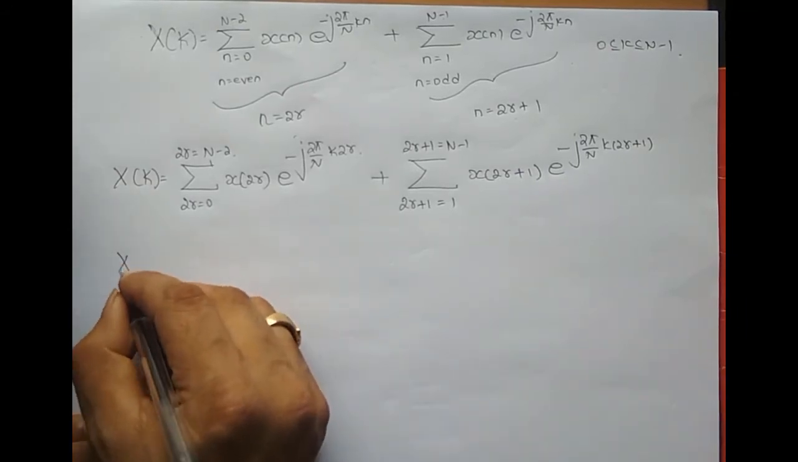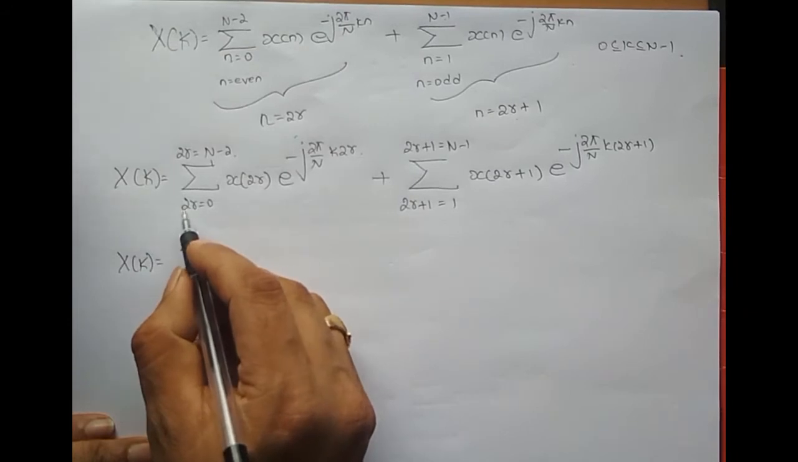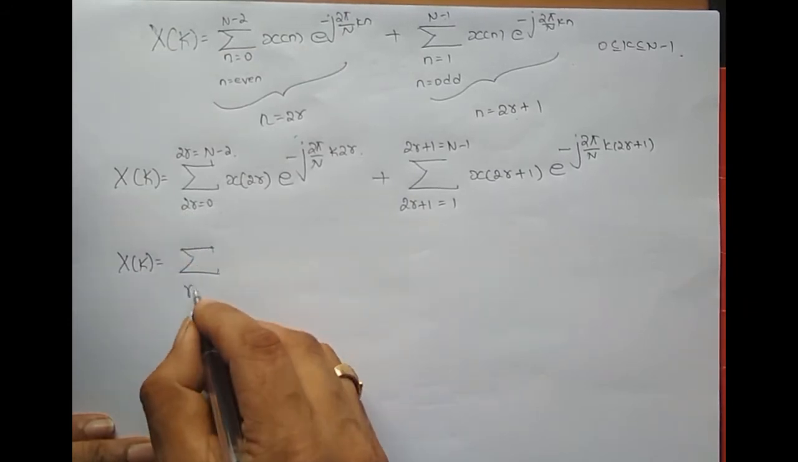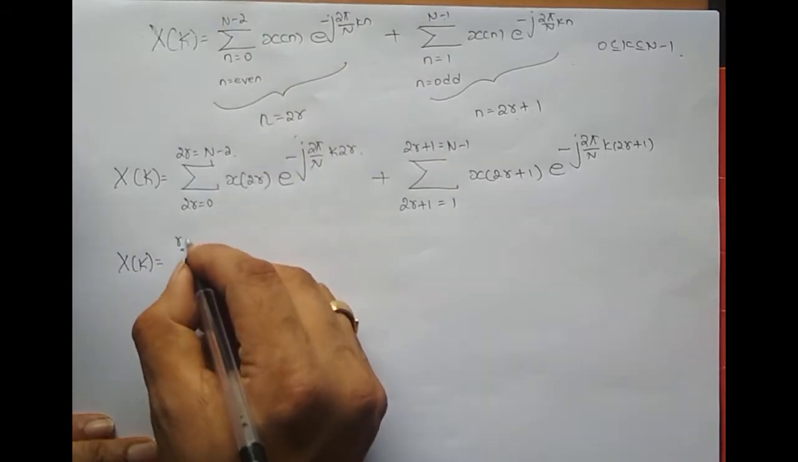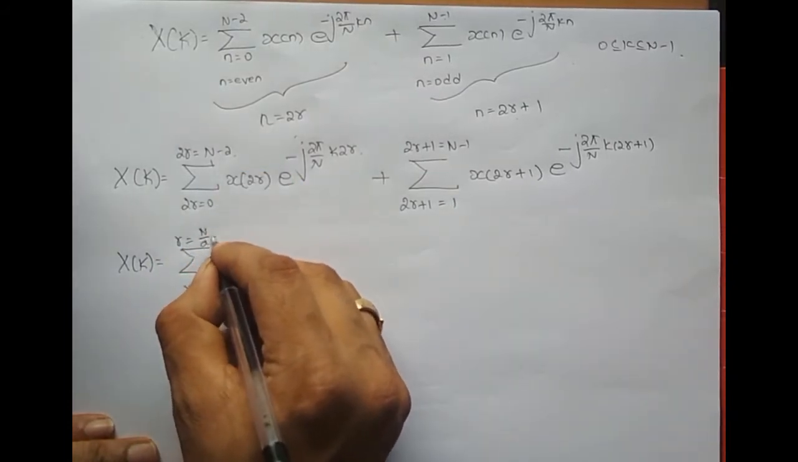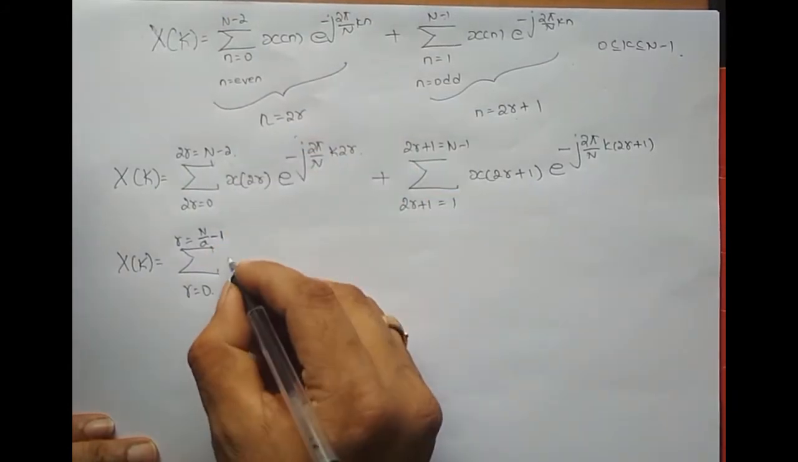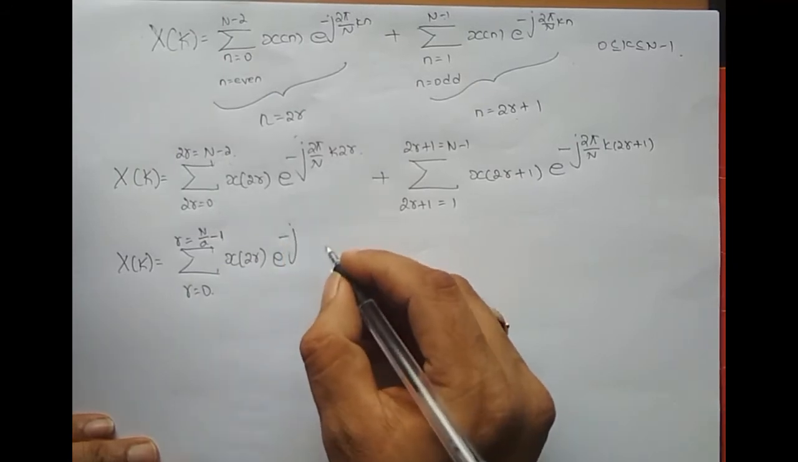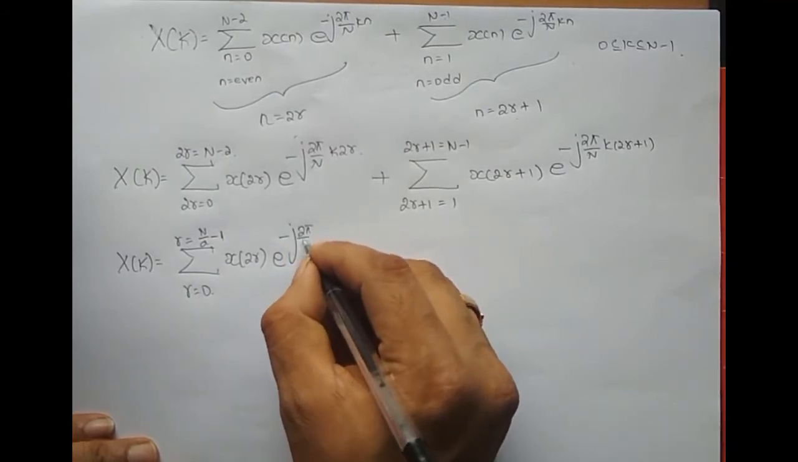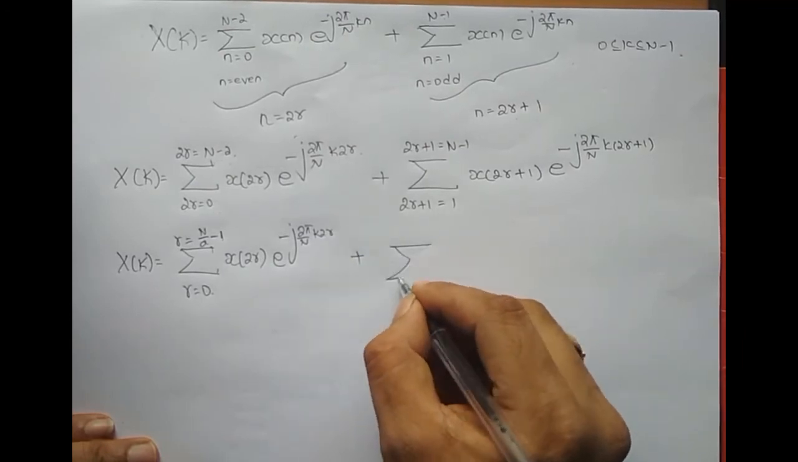Let me simplify this. X of k is equal to summation. If I take 2 to the right hand side, I get r is equal to 0, and if I take this 2 to the right hand side, what do I get? r is equal to n by 2 minus 1, right? It is n by 2 minus 2 by 2, so 2 by 2 is 1. So x of 2r e power minus j 2 pi by n into k into 2r, plus summation.